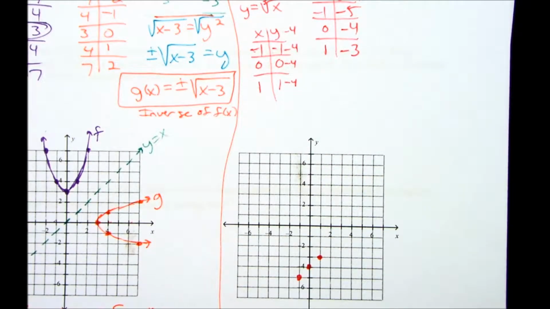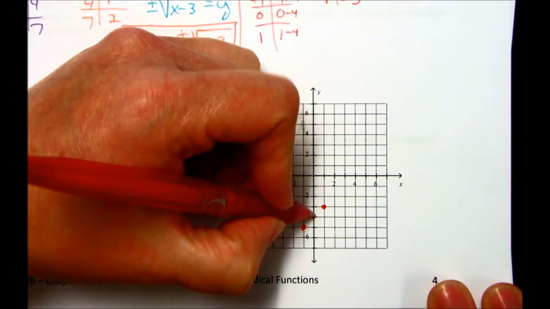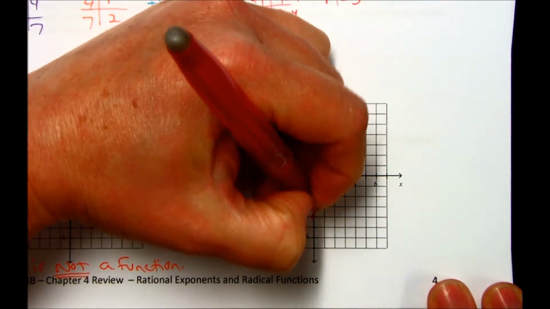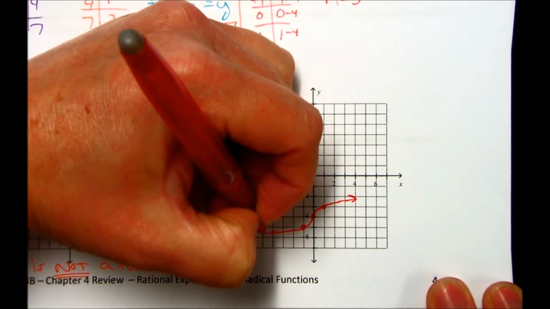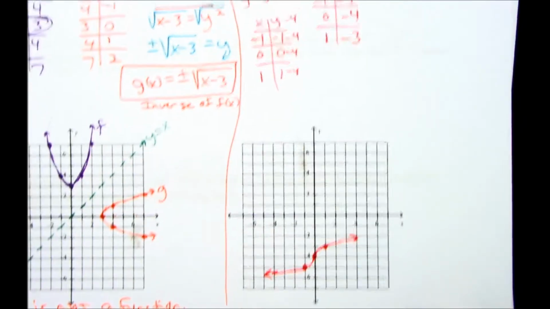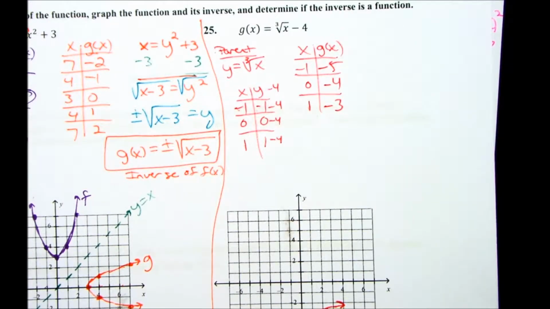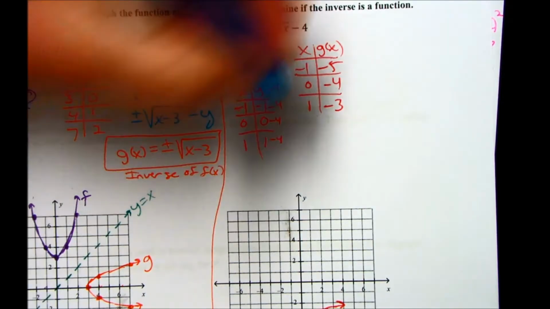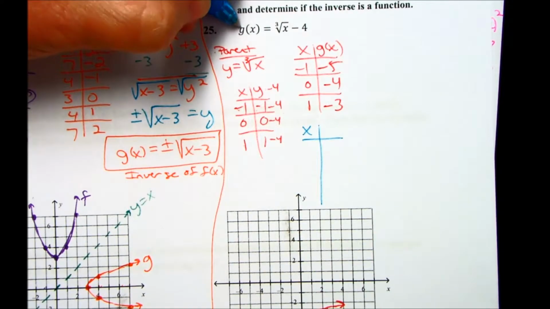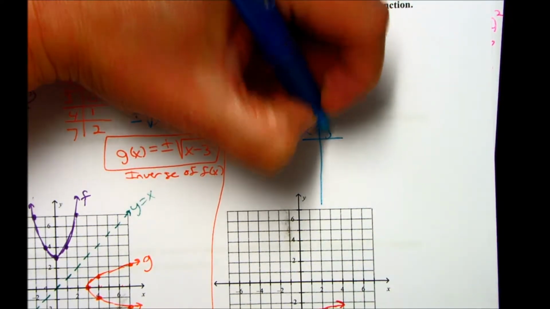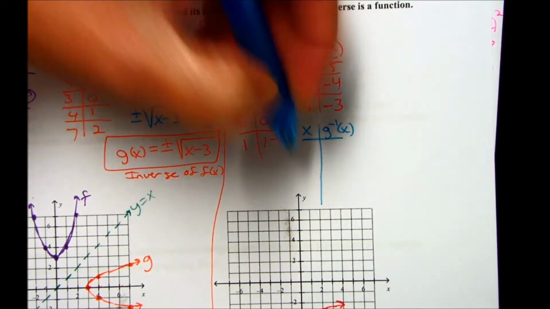Keep in mind that it's going to have that S curve in it. The 0, -4 is our center point, so it's going to curve up and to the right, and then curve down and to the left. So that is our starting function, g of x. To graph the inverse, since this one was g of x to begin with, I'm going to say g inverse of x.